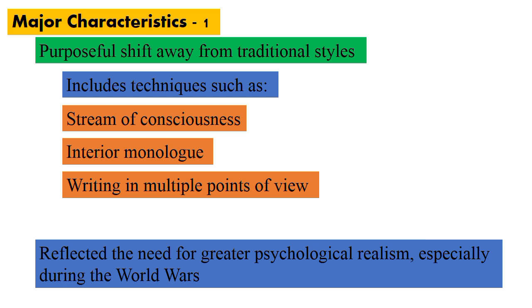There's also writing in multiple points of view. If you're with me sophomore year, we read The Poisonwood Bible, which is told from the point of view of five different people. So that really got started during the modernist time period. And this modern literature reflected the need for greater psychological realism, especially during the world wars. Literature is how people cope with life. And so this modernist literature reflected this anxiety inside of the common man as we had no control over the world wars and over the decisions that the government was making.